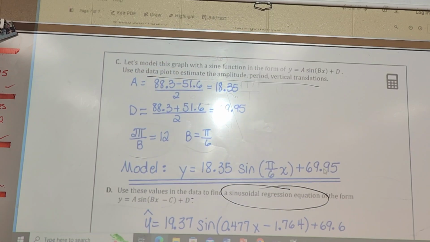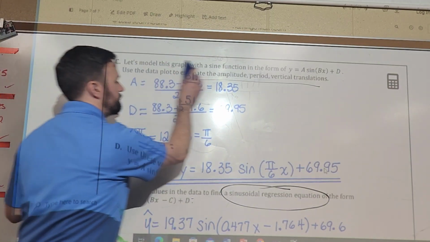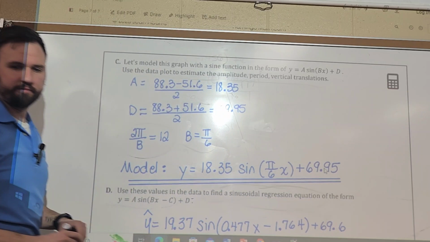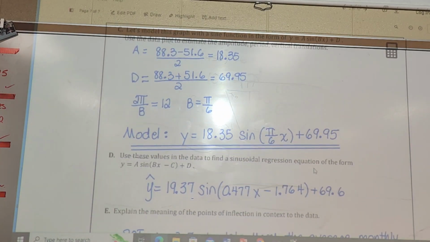Now, what's this mean? Oh yeah, I cannot post this one.